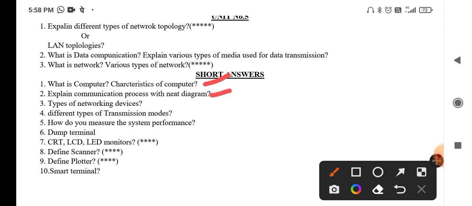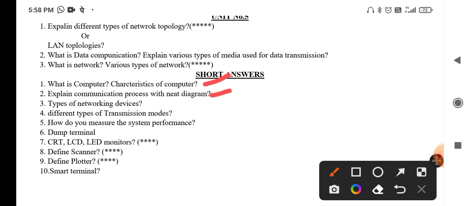Now next, the concept of what is the communication process, with a diagram. What is the meaning of communication? Suppose computer A is there and computer B is there. If these 2 want to interact with each other, what are the different things which are required? A transmitter, a receiver, a protocol, a message, and the medium, that is the cable. So these are the things required when 2 persons want to interact with each other. That we have to explain.